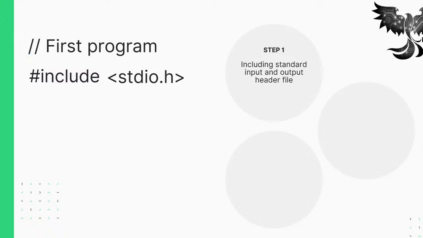Not like that. It is already defined in the C library, by Dennis Ritchie and all the developers of the C language. So it's like standard input and output files. They are not from our system or from the internet; they are already developed by the C language creators only. Those are the files we are using with hash include.